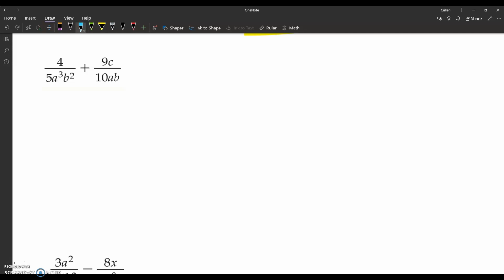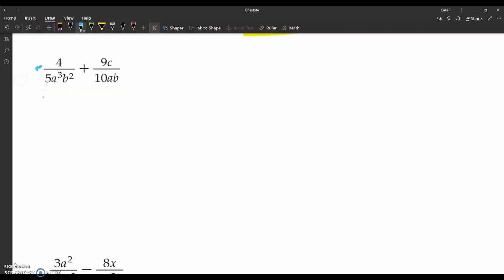So let me, in blue, squeeze in here the different things we need. So let's look at the two denominators. The one on the left has a 5, an a to the third, and a b squared. So I need to multiply this fraction. I think I'm going to write my multiplying things over here on the left for this fraction, so I'll have room. So I need, the 5, this other one is 10, a and b.